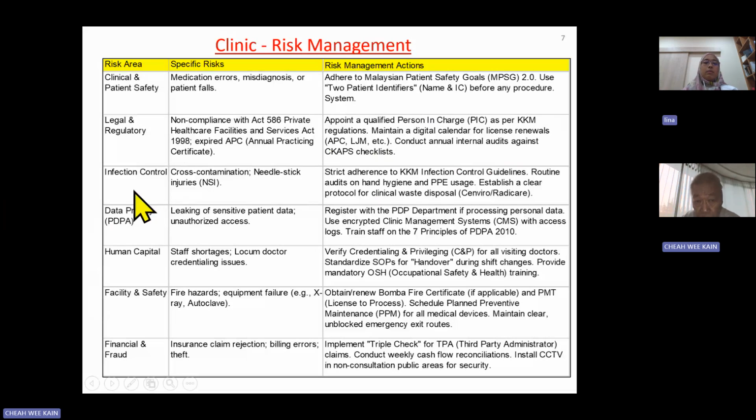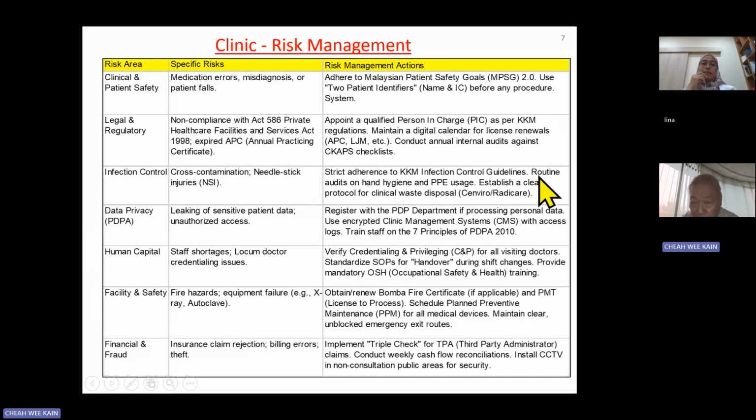Infection control, PDPA, cross contamination. PDPA also has a license, right, sir? The data privacy also has a license, right? Yes, coming. Wait, one by one. Infection control, cross contamination, needle stick injuries.